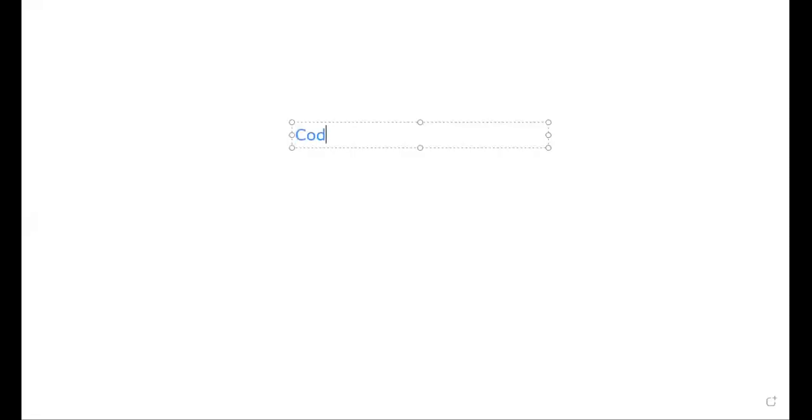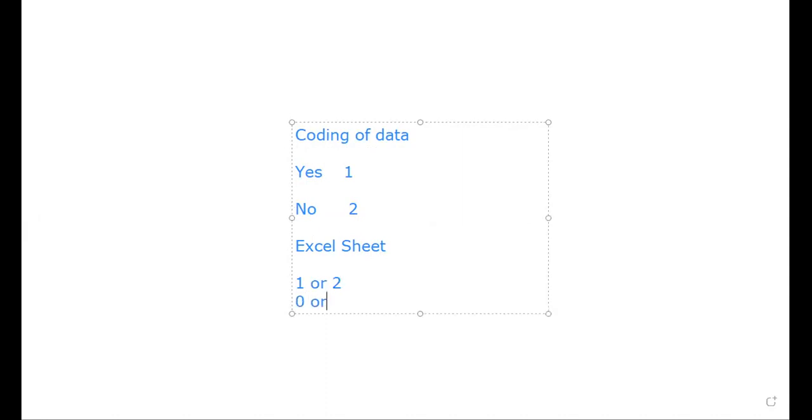Coding of data. You ask a question of the consumer regarding their preference for a reduction in price. Some said yes, some said no. How to use this data now? See, a computer only understands the language of 1 and 2. So you have to answer your question only in 1 and 2. When you feed your data in an Excel sheet, you actually code data as 1 or 2, or 0 or 1.